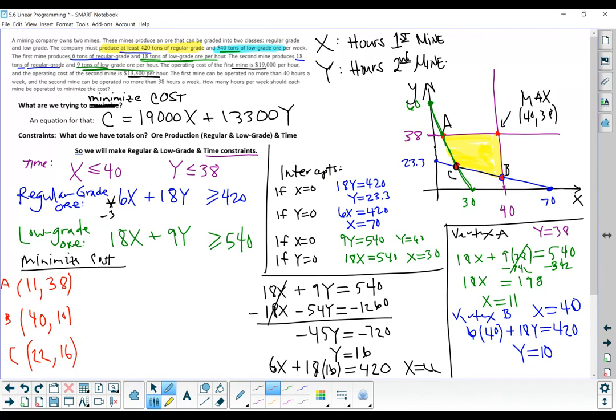Okay, so we're almost done. We have to sub each vertex into our cost function to figure out which vertex gives us the minimum cost. So, for example, in the first one, 19,000 times 11 plus 13,300 times 38. And we get a cost of $714,400.